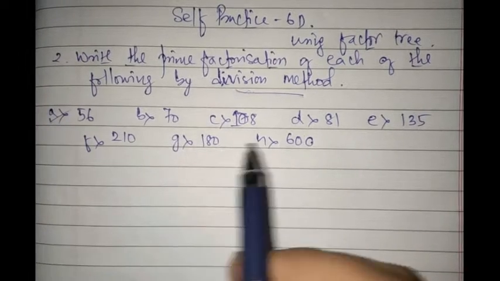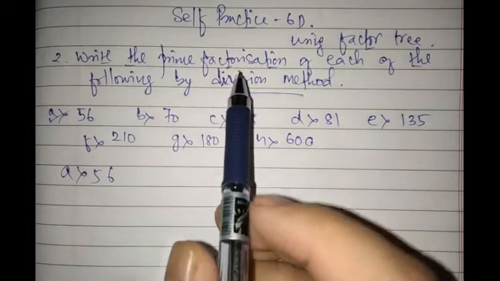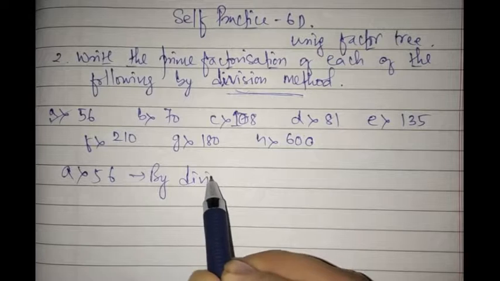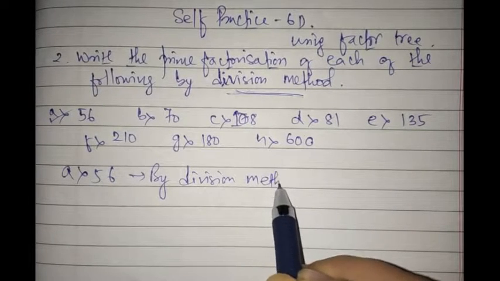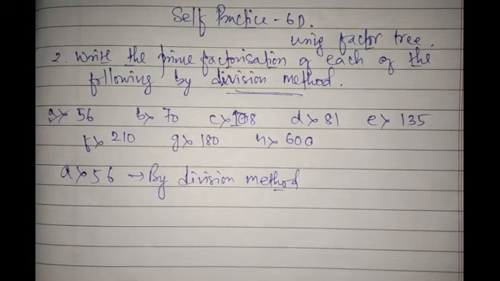So the first question here, number A, is 56. Number A, 56, by the division method. Okay, by the division method we are doing, do not get confused. In your exam, if the division method comes, you have to use the division method. But if nothing is mentioned, just written that you find the prime factorization, any method you can use, whichever you feel easy. Both the methods are easy. I'm telling you, both are easy. You can solve within a second if you have watched this video till then.